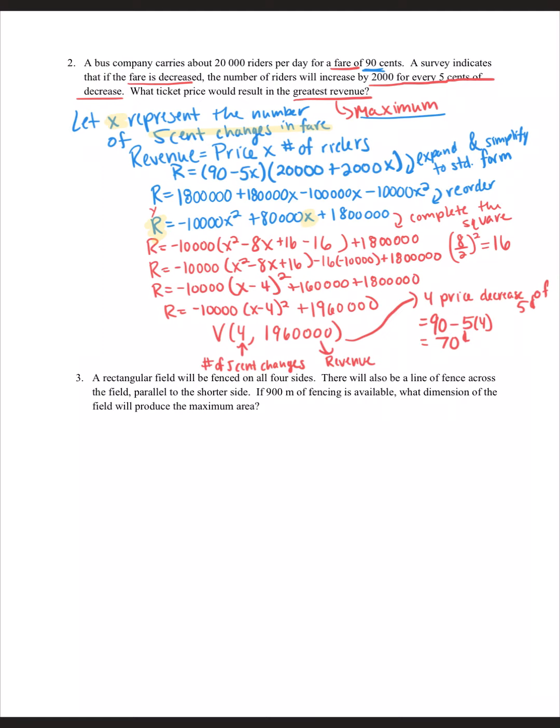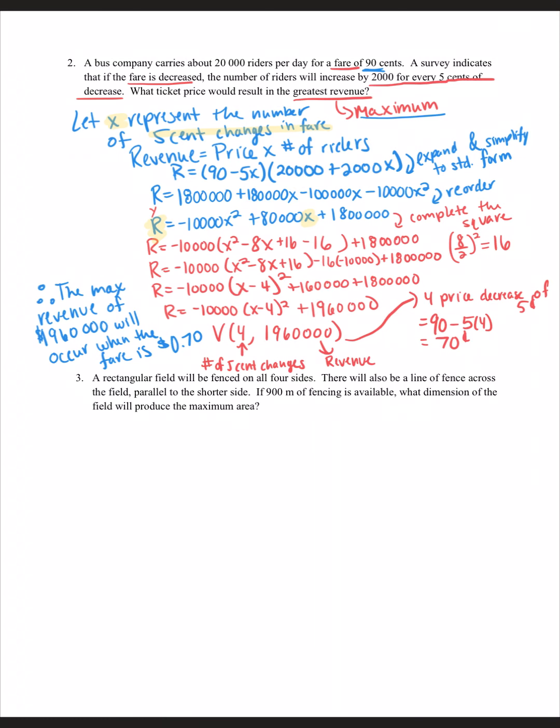Okay. So I'm just going to come back over here for my therefore statement because we have a little bit more room. So we'll say therefore the max revenue of 1,960,000 will occur when the fare is 70 cents. Okay? So we were able to figure out what that fare would be because we assigned a variable to it, and then the revenue as well because that was the y value that we created in our equation.